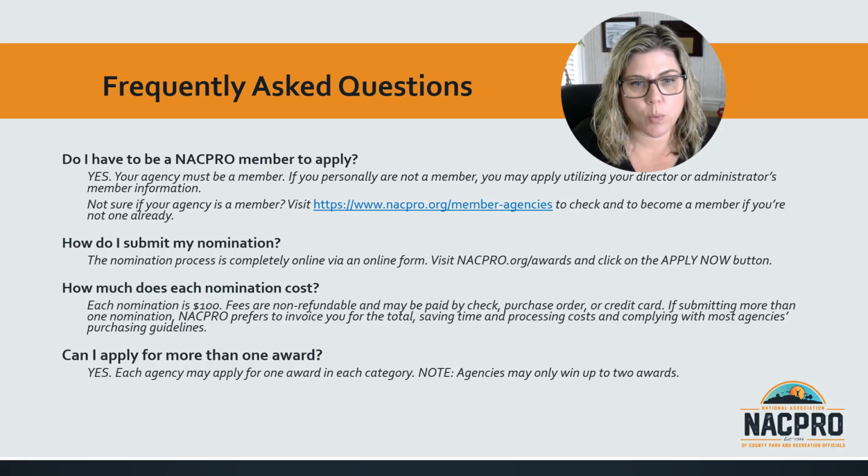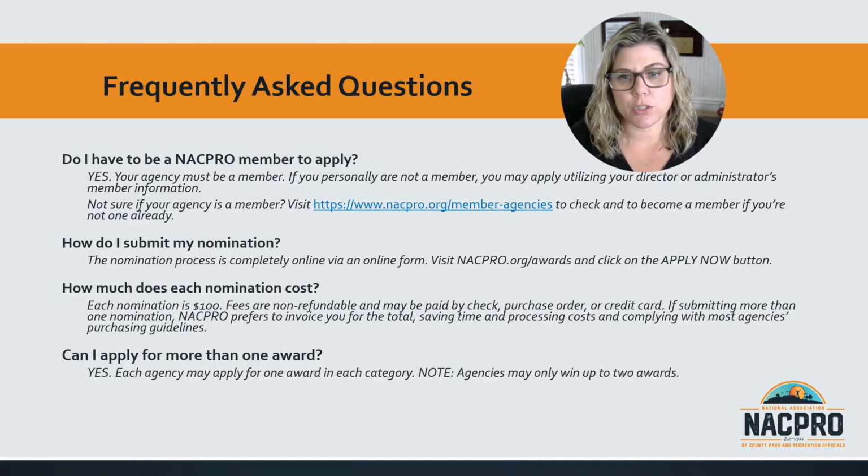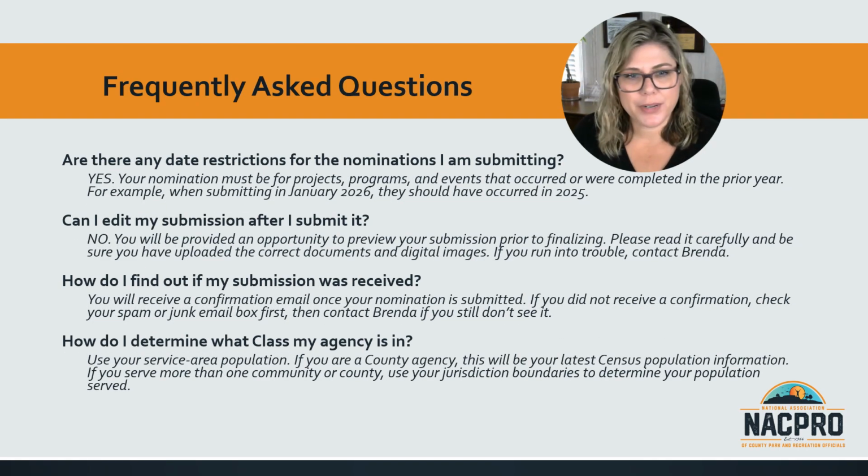Can I apply for more than one award? Yes, each agency may apply for one award in each category, but remember, you can only receive a total of up to 2 awards, so choose wisely. Are there any date restrictions for the nominations I'm submitting? Yes. For certain categories, your nomination must be for projects, programs, and events that occurred or were completed in the prior year. For example, when submitting in January 2026, those programs, services, and projects should have occurred during 2025.